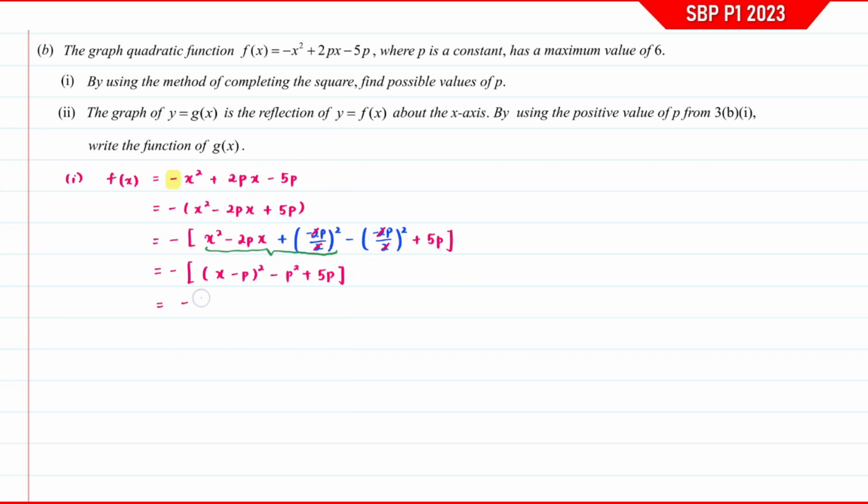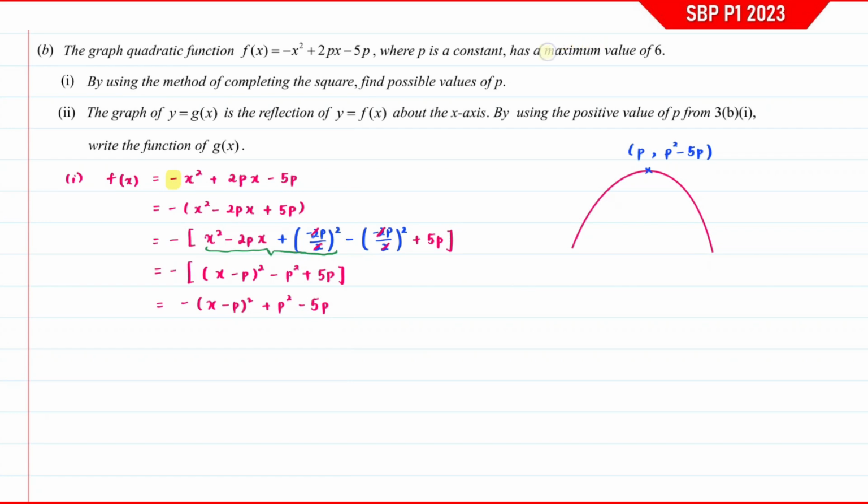So next, we're going to get everything out of the bracket. So we're going to get negative x minus p squared. When you expand this, negative will become plus p squared, minus 5p. So here we already changed the quadratic function into vertex form. As the a of the quadratic function is negative, we're going to get a sad graph. And based on the vertex form that we get, the coordinates of the maximum point will be p for x, and the coordinate y will be p squared minus 5p.